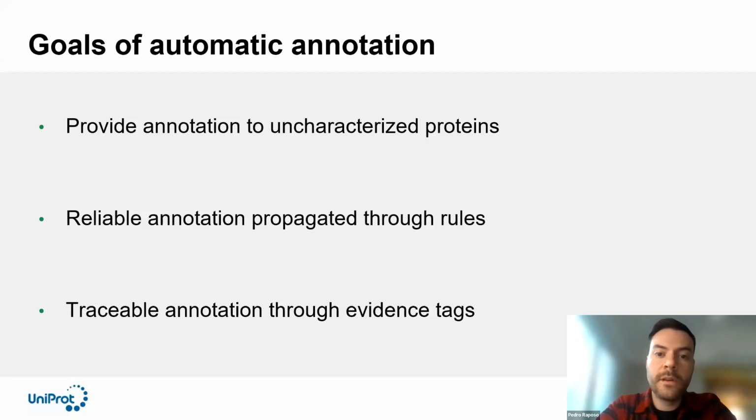So as a summary, the goal of automatic annotation is to provide functional information to proteins that cannot be manually reviewed. And these systems, as we are going to see in the next slide, are reliable and traceable.